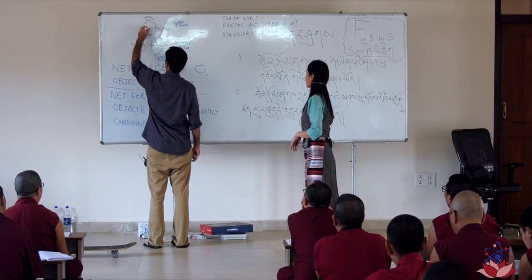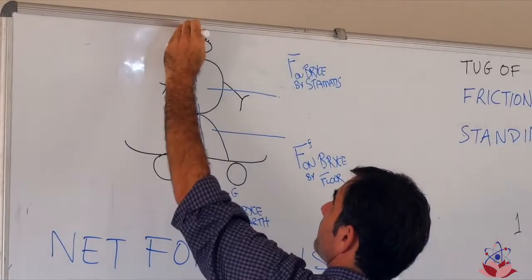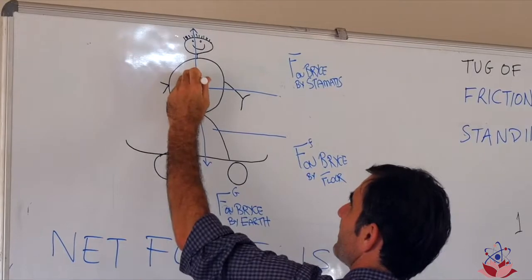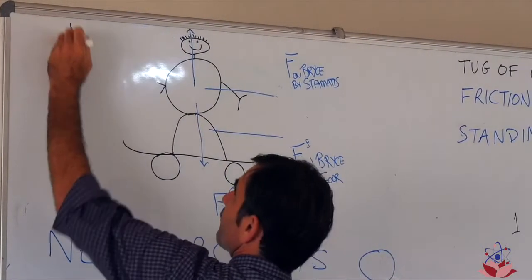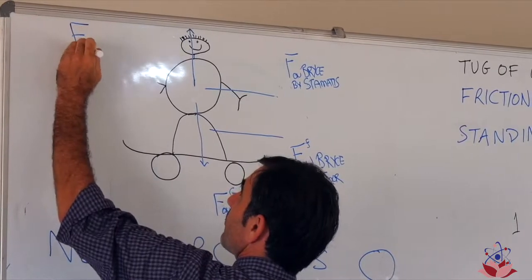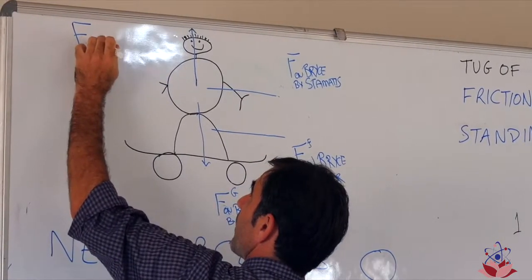So there's going to be an arrow right in my head. And this is a force that's on Bryce by what?